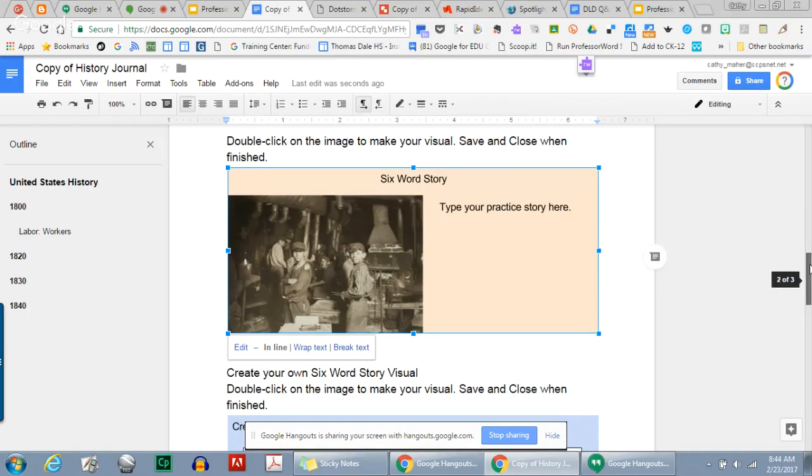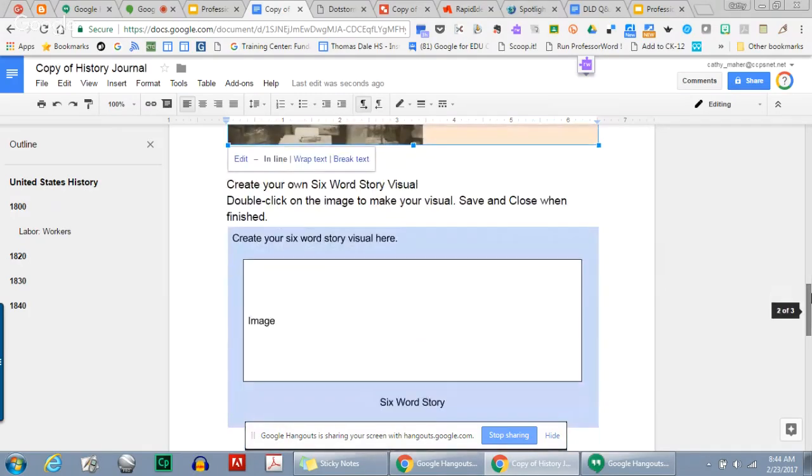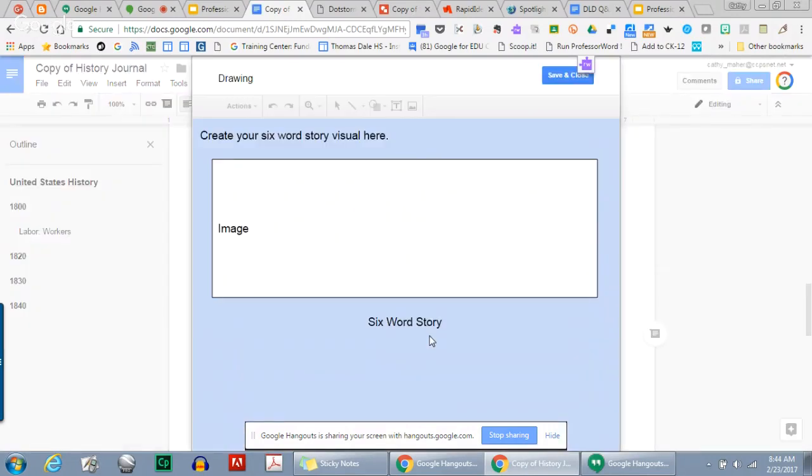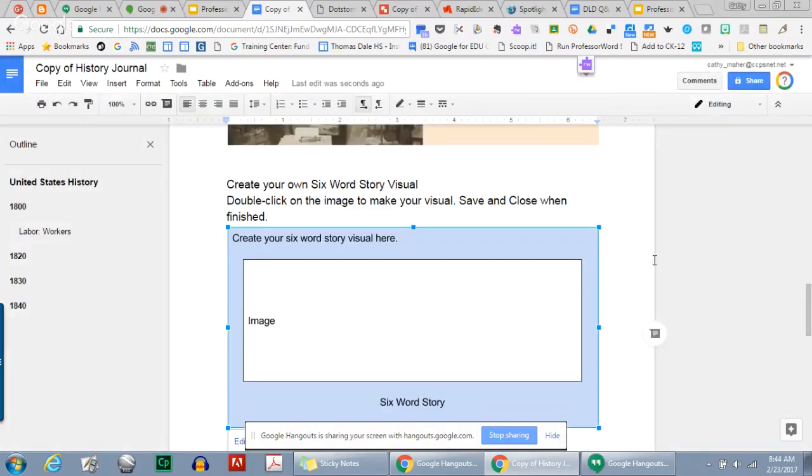Then you can have students find an image in Discovery related to a topic of study. They can download that, and they can actually add that to their journal and practice. When they open that drawing, they can add an image right from the drawing, and they can type their 6-word story and save and close. So that's one way of using a journal, and they can reflect on their predictions as well.